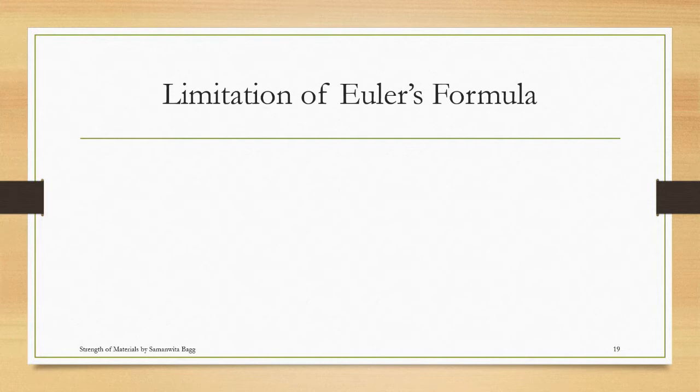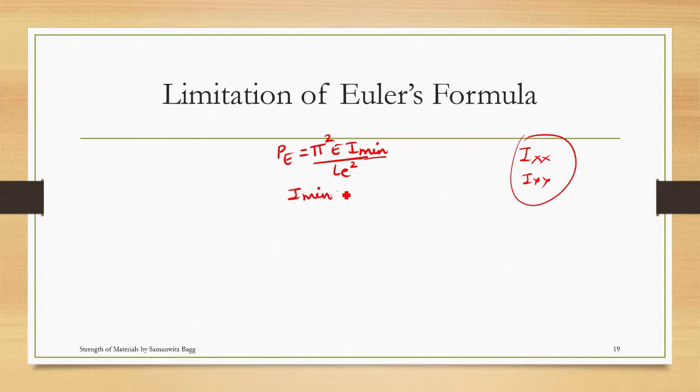So by Euler's formula, we know PE is equal to pi square EI upon LE square. This I that is to be taken is I minimum. Now we are aware that the moment of inertia along the x and y axes can be calculated. Amongst these two, one value is minimum and the other is maximum. So here we are supposed to take the minimum out of these two values. Now again I'm going to write down the same formula that I just wrote. I is equal to A K min square.